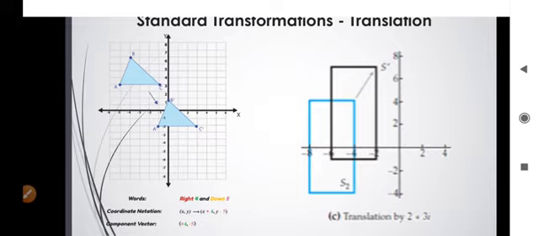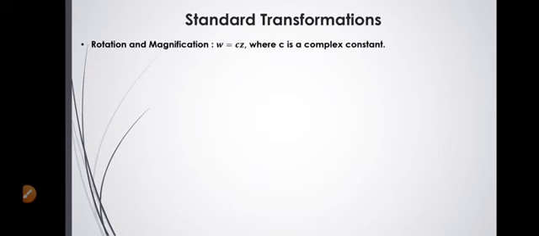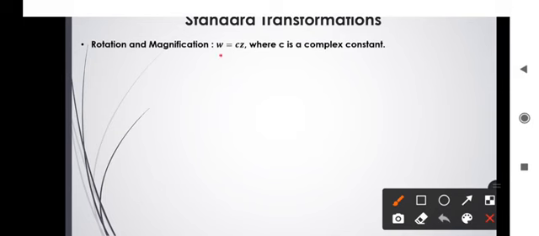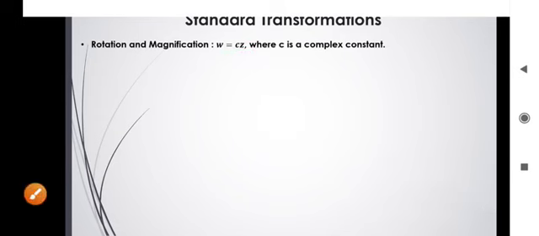Now we will see another standard transformation, and it is rotation and magnification. W equal to CZ. So C is a complex constant, Z is a complex variable. So this is nothing but the product of two complex numbers, we can say. Here we are going to use the exponential form of C and Z.